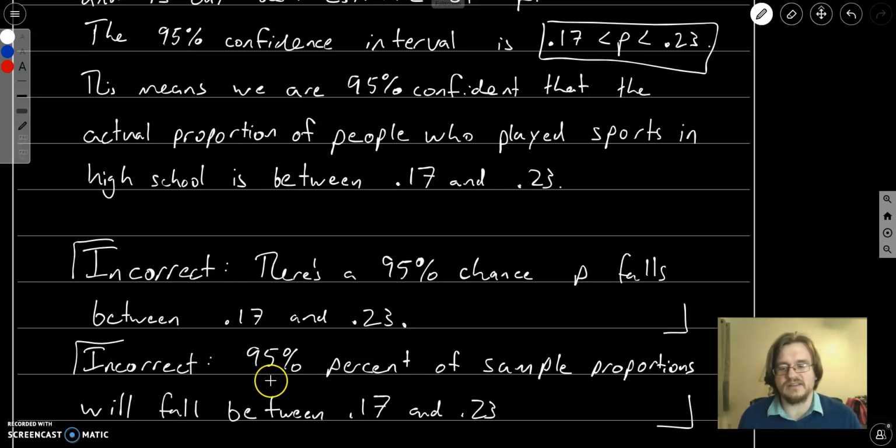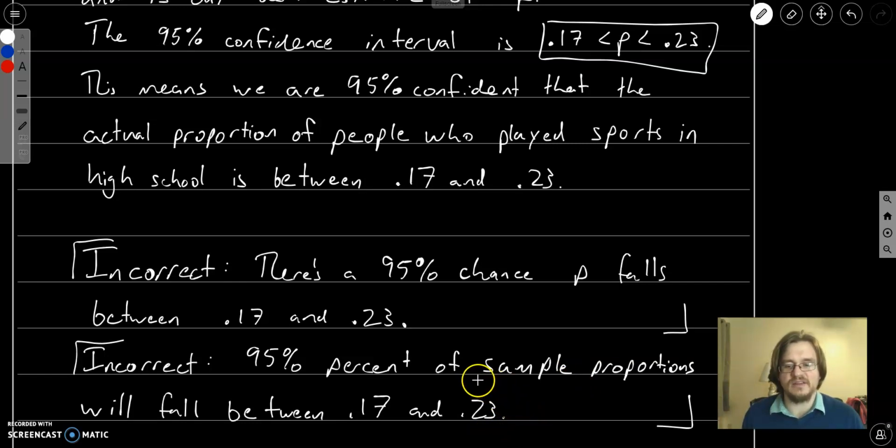Another incorrect thing to say here is 95% of sample proportions will fall between 0.17 and 0.23. We collected one sample, and that sample we collected had 0.2, as in 20% of people in the sample play sports in high school.